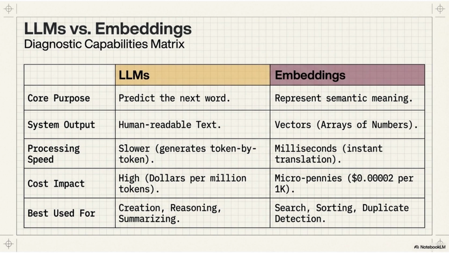Embeddings, on the other hand, represent semantic meaning. Their output is vectors, arrays of numbers. They process in milliseconds with instant translation. They cost micropennies, around 0.02 of a cent per 1,000 tokens, and they're best for search, sorting, and duplicate detection. The key insight? Don't use an LLM when all you need is an embedding. Use each tool for what it does best.